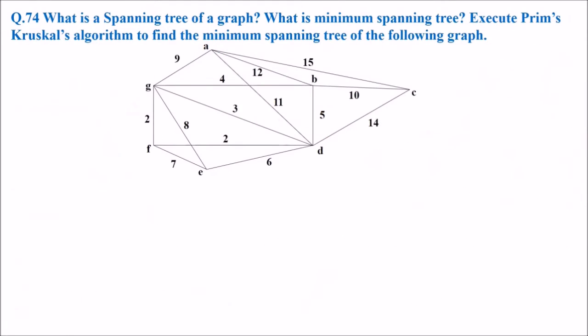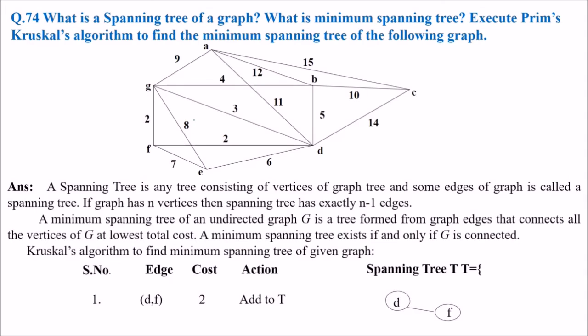Next is what a spanning tree of a graph is. If this is a graph, we can make a tree out of it. You know what a tree is? What is a minimum spanning tree, MST? Let us execute the Prim's and Kruskal algorithms to find the MST of the following graph. A spanning tree is any tree that comes out of this graph with some edges of the graph. If the graph has n vertices, the spanning tree has exactly n minus 1 edges. How many edges? N minus 1 edges.